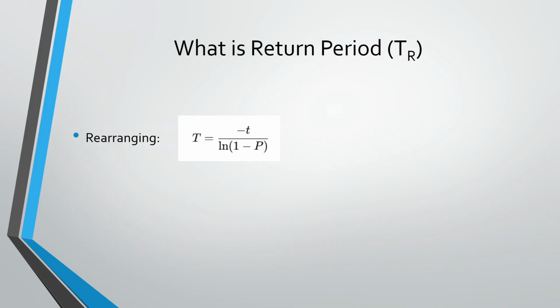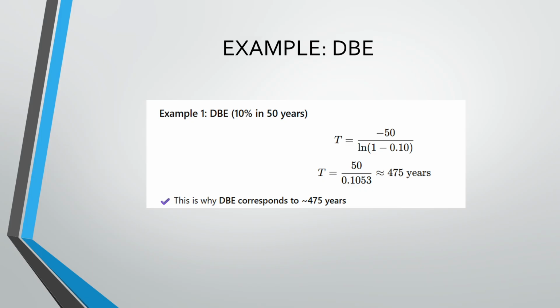If you rearrange this equation for T, you will get the formula for the return period, that is T equals minus t upon ln of 1 minus P. Same equation, we just rearranged it. I will show you one example.